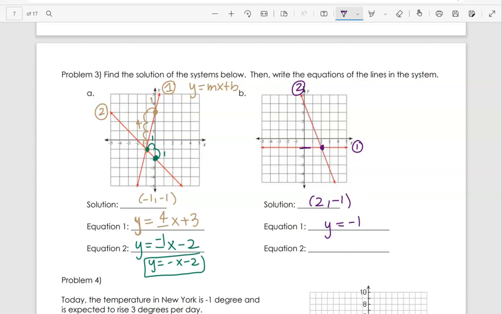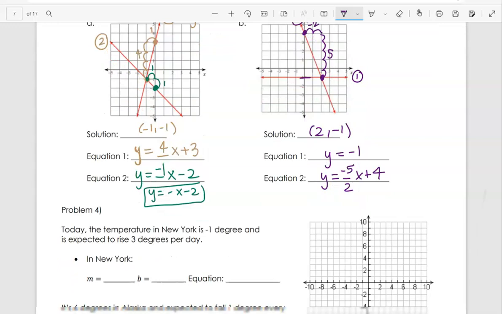And then we've got equation 2, the y-intercept is 4. And the slope from that intersection point, rise 1, 2, 3, 4, 5, and run 2, and it is going in the negative direction, so I've got negative 5 halves, negative 5 over 2. Okay, and then the last problem we're going to look at here is just a word problem.